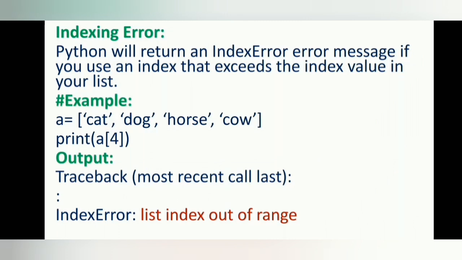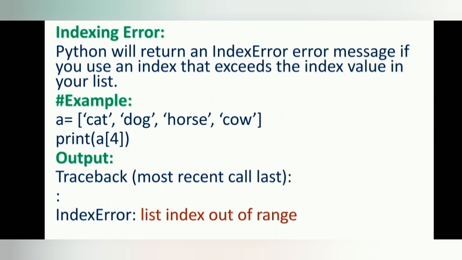Indexing error. Python will return an index error message if you use an index that exceeds the index value in your list. Example. In this example, a list of 4 items is assigned to the variable a. Here valid indexes are 0, 1, 2 and 3. Because the first index starts from 0, the last index is 1 less than the length of the list. Here the last index is 3.